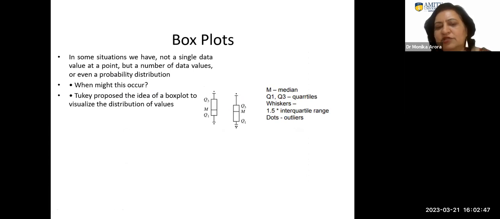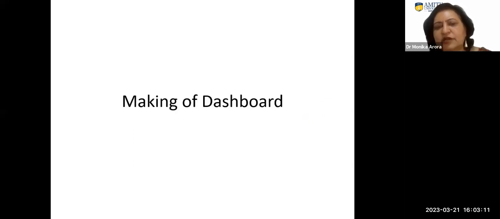This is how you read the box plot. M is the median, a line showing the middle value, then quartile 1 and quartile 3, then 1.5 times the quartile range; the dots beyond that are the outliers. If there is an outlier, it appears there, and the cross sign is the mean value of that particular box plot.